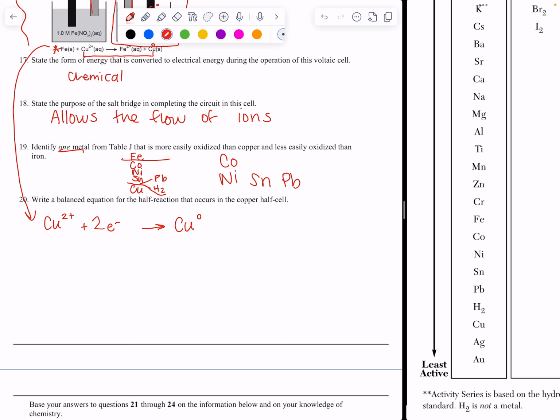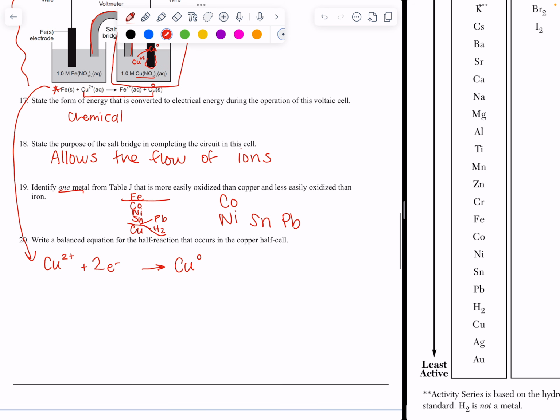Now the charge on my reactant side is 0, and that's the charge on my product side. That's the equation you should get for 20.